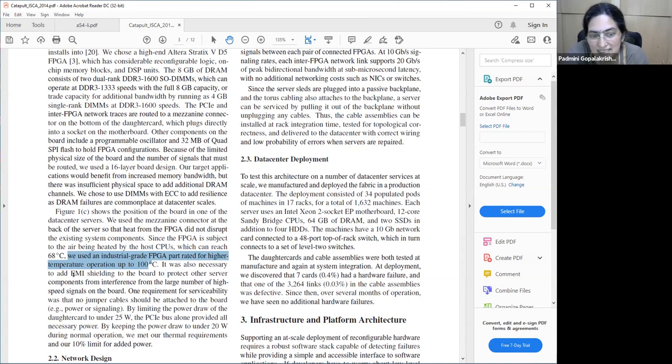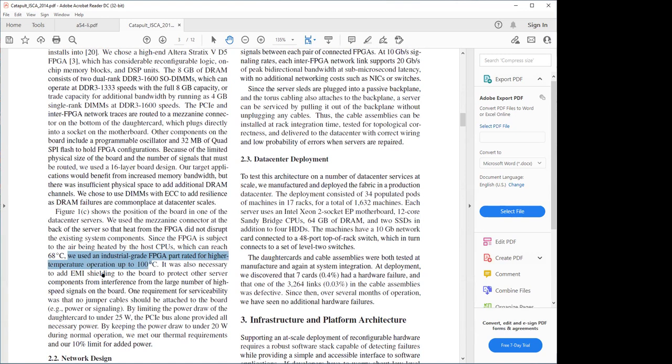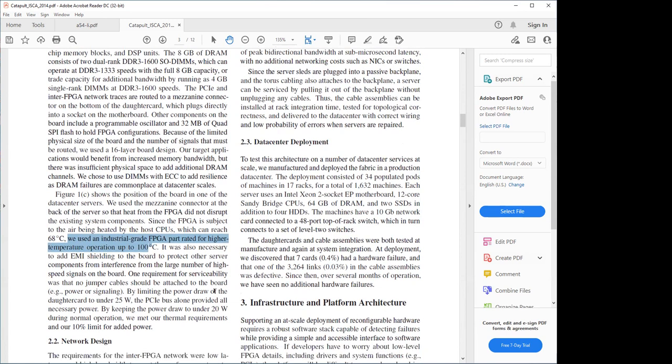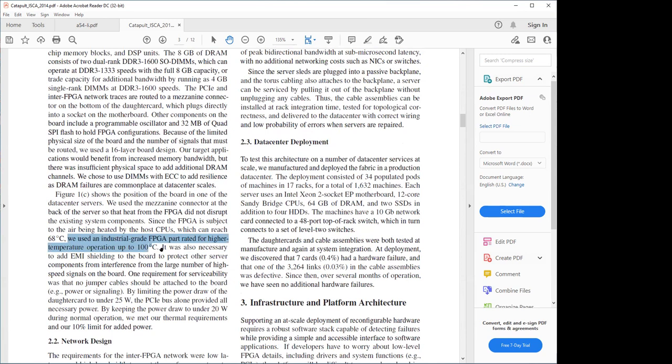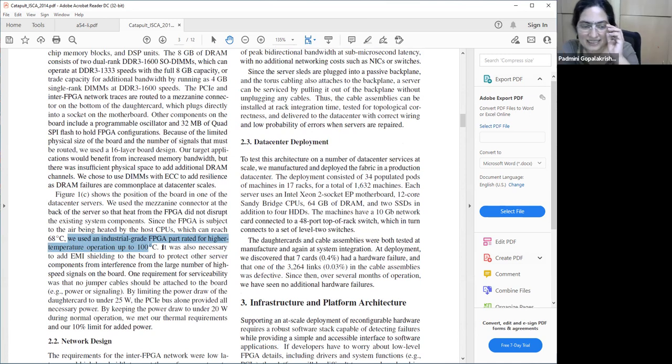So they've had to add EMI, electromagnetic interference, shielding to the board. And you typically get EMI when you have very high speed signaling happening, because those waves will interfere with each other. Yeah, I'm not an expert on that. So, okay, if you have a specific question, I can read up or try to get the answer for you.